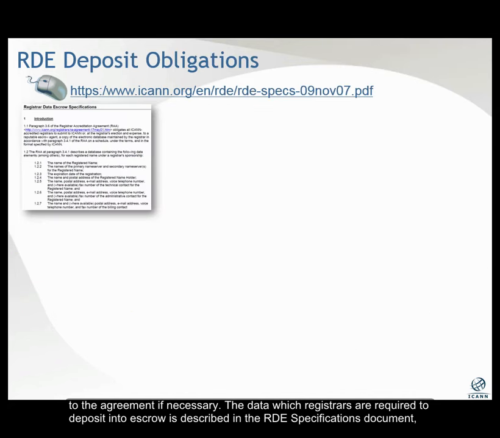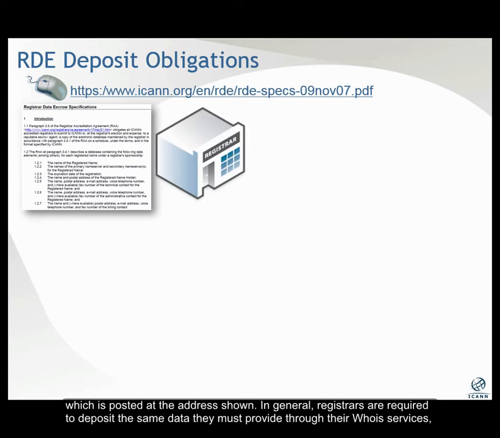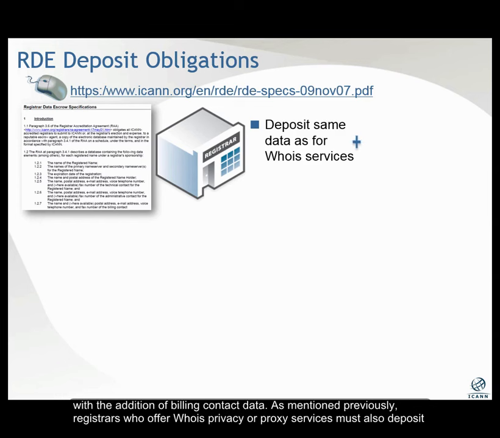The data which registrars are required to deposit into escrow is described in the RDE specifications document, which is posted at the address shown. In general, registrars are required to deposit the same data they must provide through their Whois services, with the addition of billing contact data.